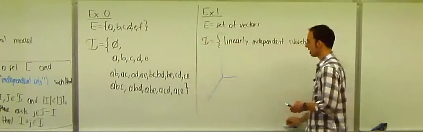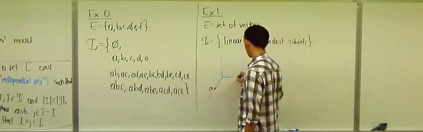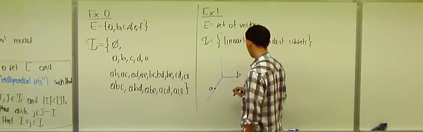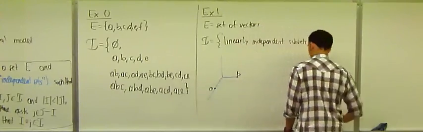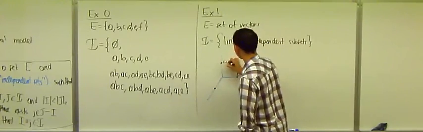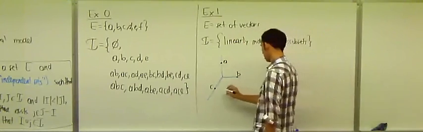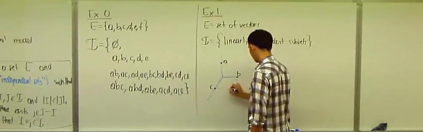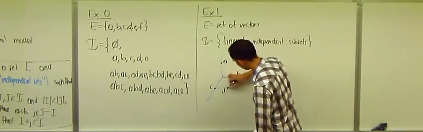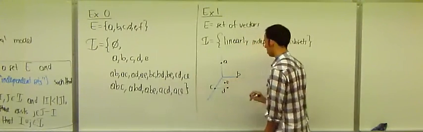So let's say these are the coordinate axes. And let's say that this is vector A. This is vector B. No, sorry. So let's say that the unit vectors are A, B, and C. And let's say that, let's complete this parallelogram, and let's say that this vector is D. And then let's say that maybe this is E right here. And maybe F is right here.